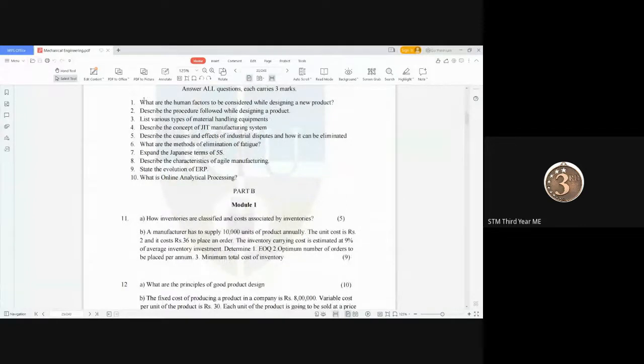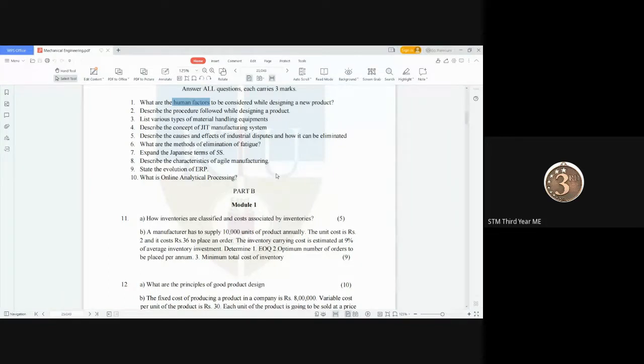basically you can see first one, what are the human factors to be considered while designing a new product? Human factors to be considered while designing a new product. Then the procedure followed by designing a product. So these are the important questions. So human factors are human problems such as psychological attitudes, etc.